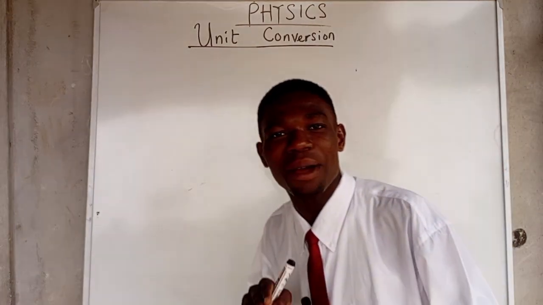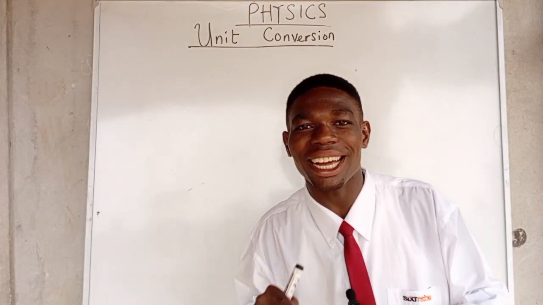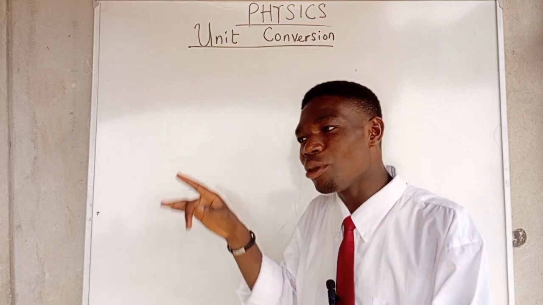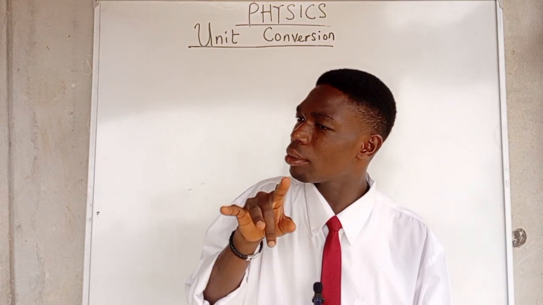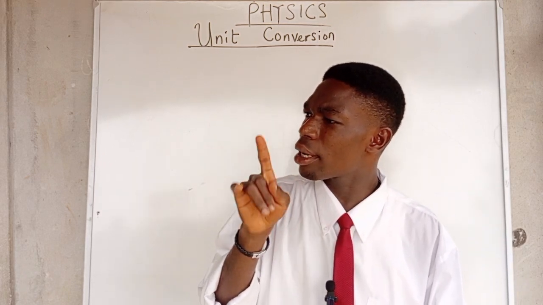10 millimeter make 1 centimeter. 10 centimeter make 1 kilo. 1 this 10.